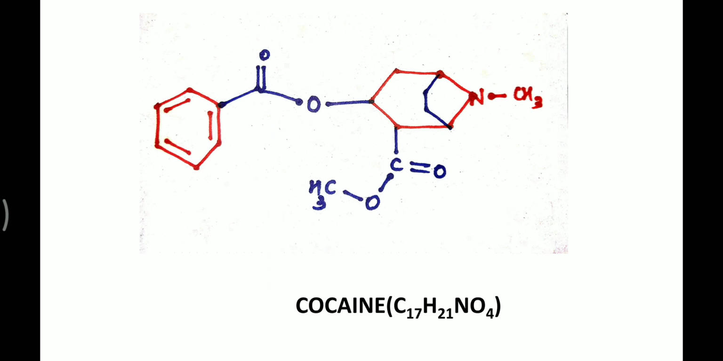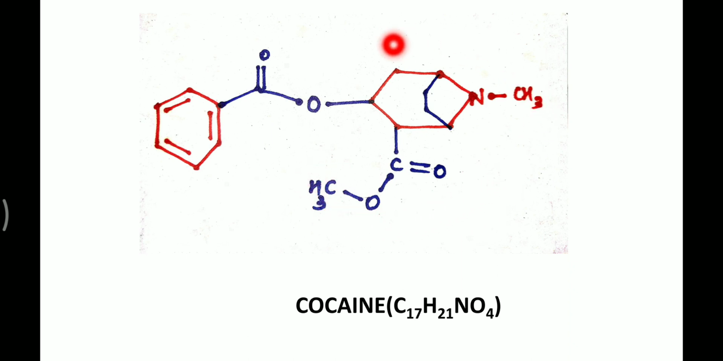Next structure is the structure of cocaine. So if you see here, cocaine contains one benzene ring bonded to a C double bond O group. This is carbonyl, C double bond O, bonded to oxygen, then bonded to the para position of tropane. This is tropane, then bonded to a carbonyl group, then bonded to oxygen, then to a CH3 group.